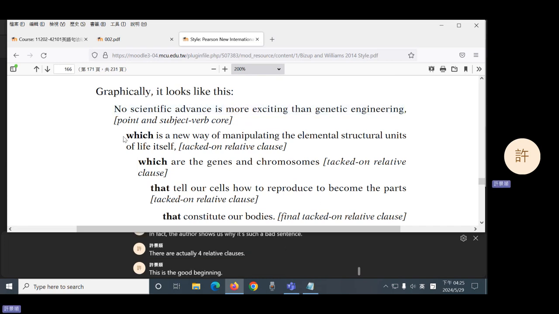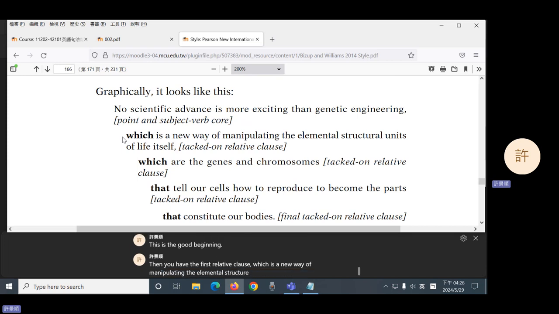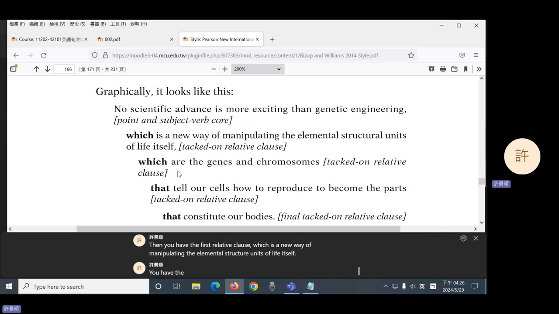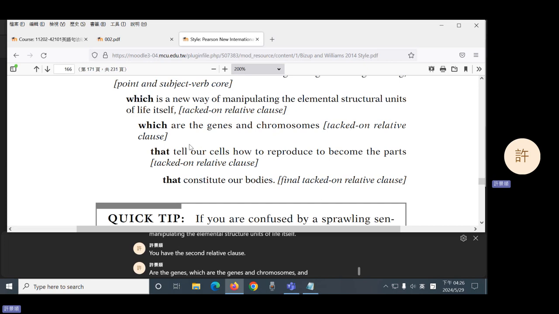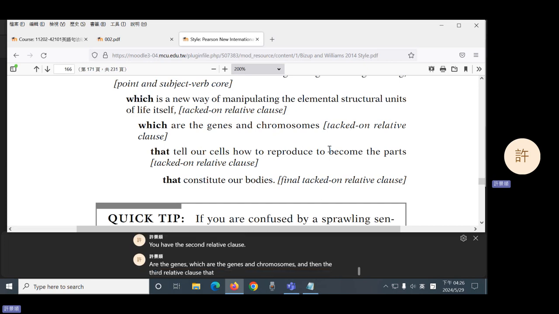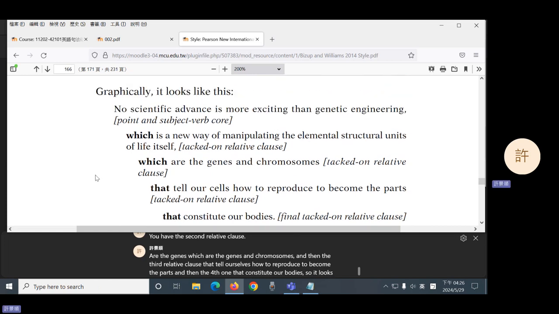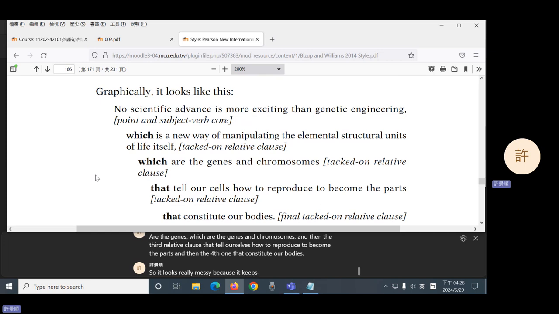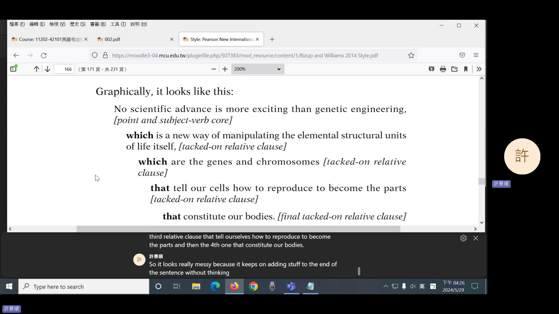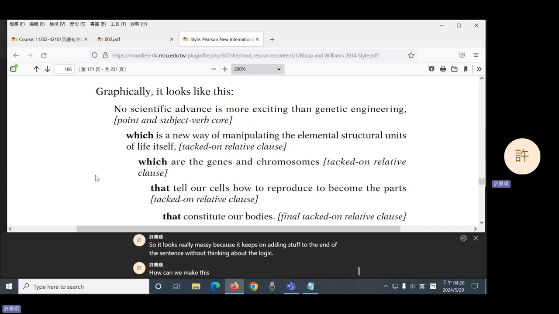Then you have the first relative clause, which is a new way of manipulating the elemental structural units of life itself. You have the second relative clause, which are the genes and chromosomes, and then the third relative clause, that tell ourselves how to reproduce to become the parts, and then the fourth one, that constitute our bodies. So it looks really messy because it keeps on adding stuff to the end of the sentence without thinking about the logic. How can we make this sentence better, clearer?